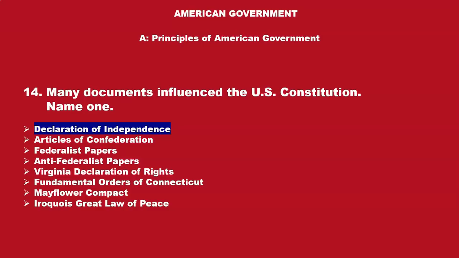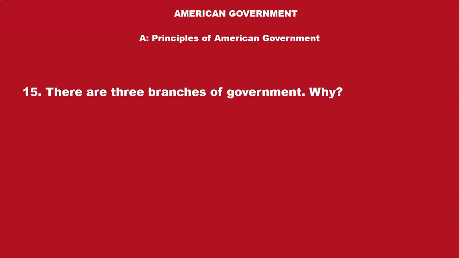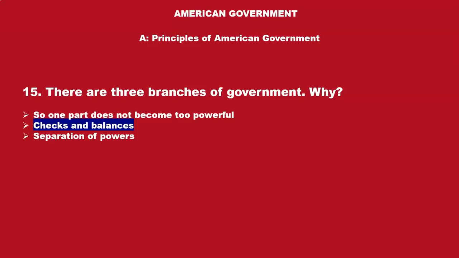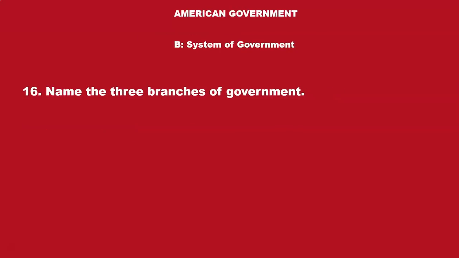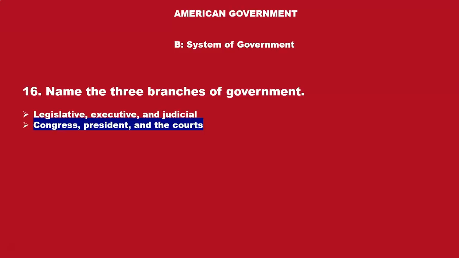There are three branches of government. Why? Checks and balances. Name the three branches of government. Congress, President, and the courts.